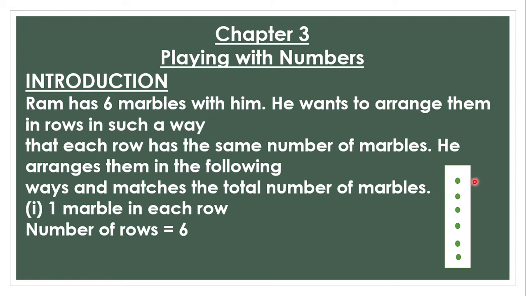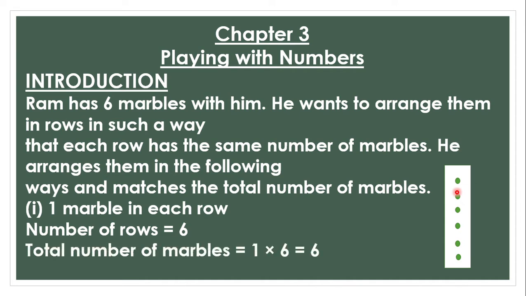See, 1, 2, 3, 4, 5, 6. And how many number of columns? 1. So now, total number of marbles. Always remember the number of columns needs to be taken first. Here 1 column is there. So let's take 1 into the number of rows, 6. So 1 into 6 is equal to 6.